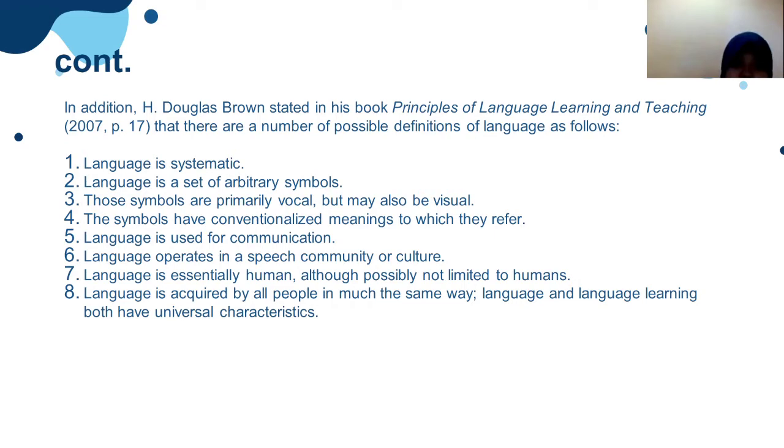Six, language operates in a speech community or culture. Seven, language is essentially human, although possibly not limited to humans. And the last, language is acquired by all people in much the same way. Language and language learning both have universal characteristics.